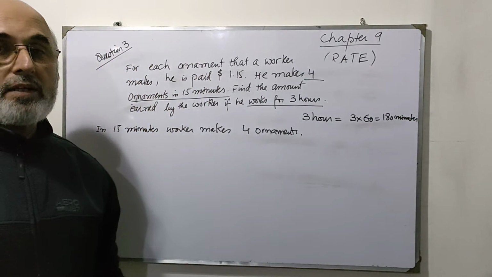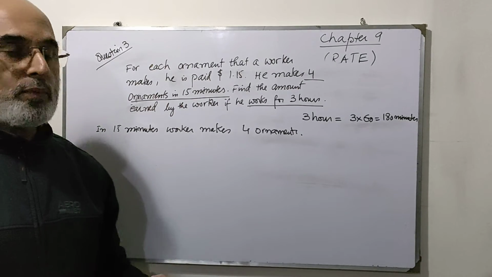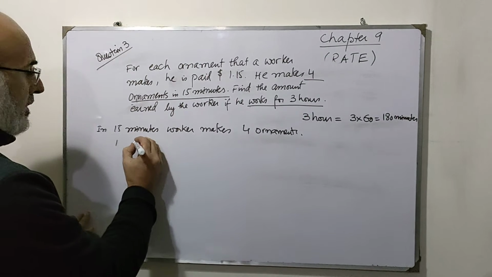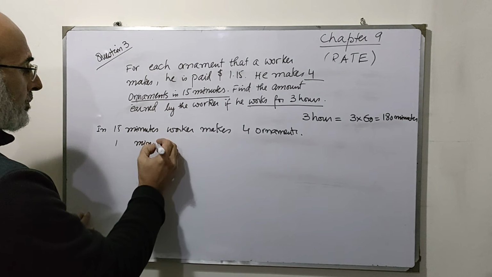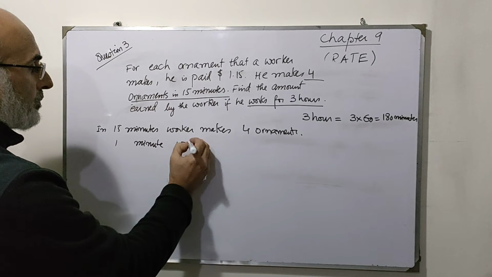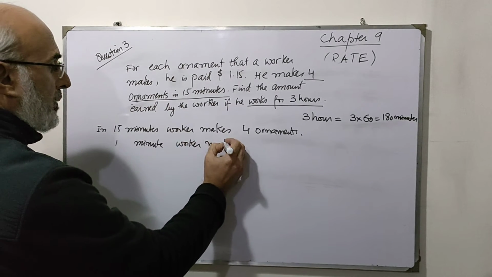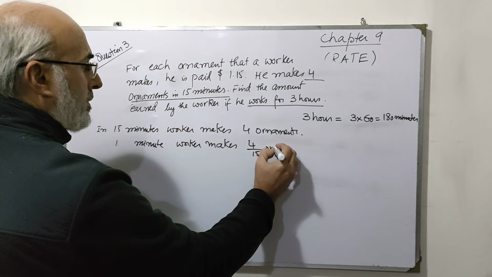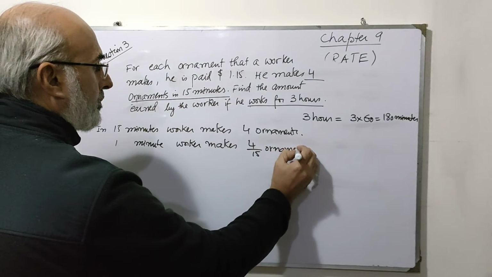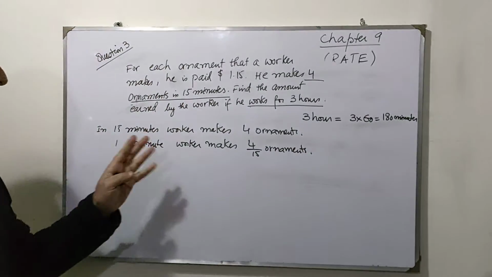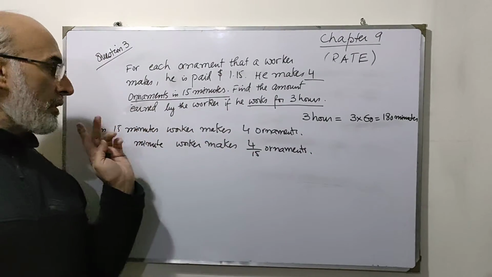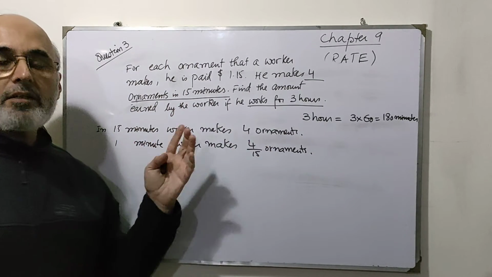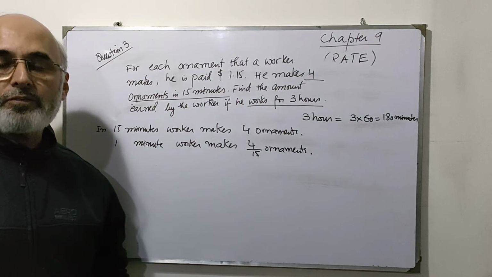Once we know the unit rate, we can do the things in a better way. So what will happen in 1 minute? In 1 minute, a worker makes 4 over 15 ornaments. Okay, I'm not solving this fraction, but in 15 minutes, if he is making 4 ornaments, in 1 minute he will be making 4 divided by 15, right?